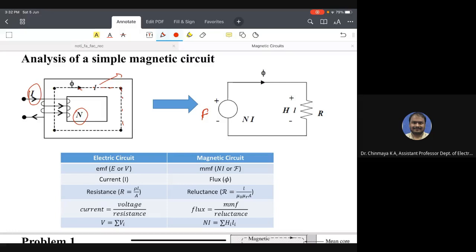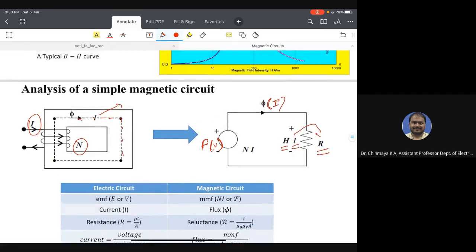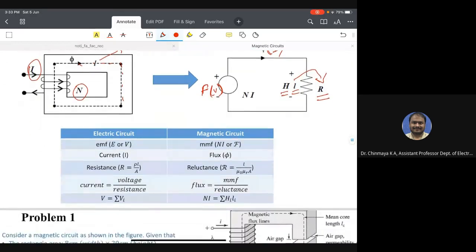So this flux can be represented in terms of current I in an electrical circuit, and F can be represented in terms of voltage in a magnetic circuit. We have a reluctance, similar to the resistance in an electrical circuit. H is the magnetic field intensity. Magnetic field intensity times the mean length of the flux path gives the mmf of the circuit. So here we have a comparison between an electrical circuit and a magnetic circuit.